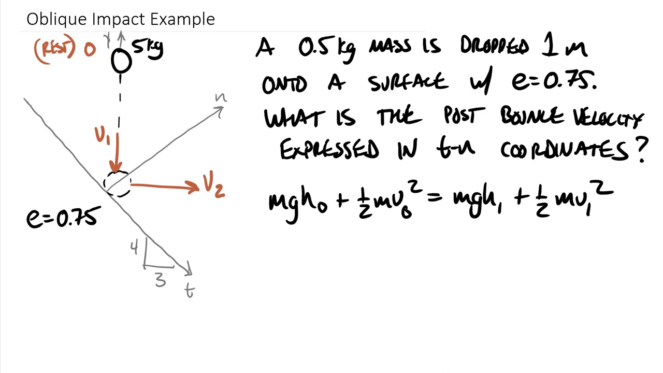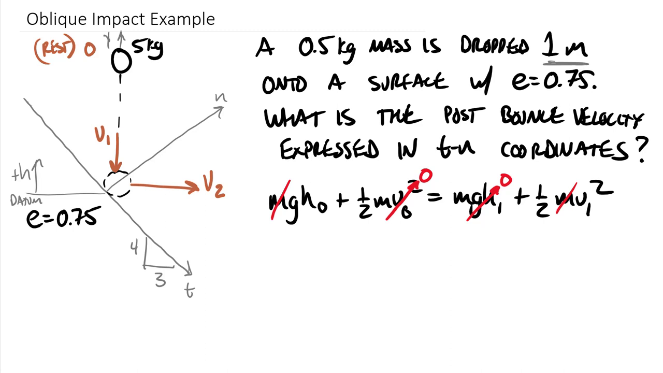I do need to add in a datum. Okay, so we're going to call this our datum. We're going to measure positive h going up from that datum. And we said that it's dropped 1 meter. Okay, so my H1 is 0, my V0 is 0, because it is at rest, and so basically I'm converting height into velocity. And another thing we can notice here is that both sides have a mass in them, so we can go ahead and cancel that mass, becomes a mass-independent relationship.